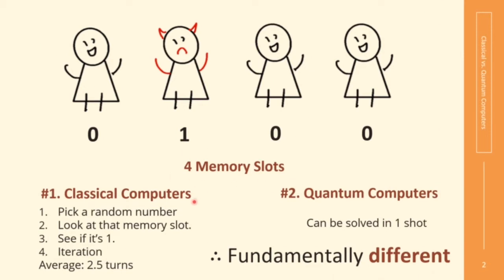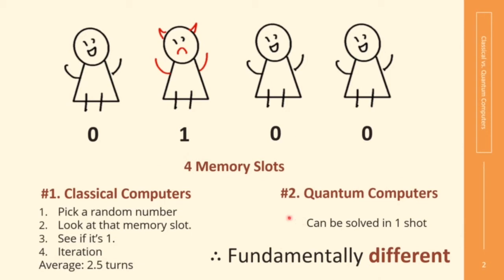Now we have 2 different computers that deal with such an issue. Computer 1 is the classical computer and the other one is the quantum computer. The classical computer approaches this problem algorithmically. So first, we pick a random number, check the memory slot and see if it's 1, and this step is iterated until the memory slot finally contains bit 1. This entire process takes 2.5 turns on average.